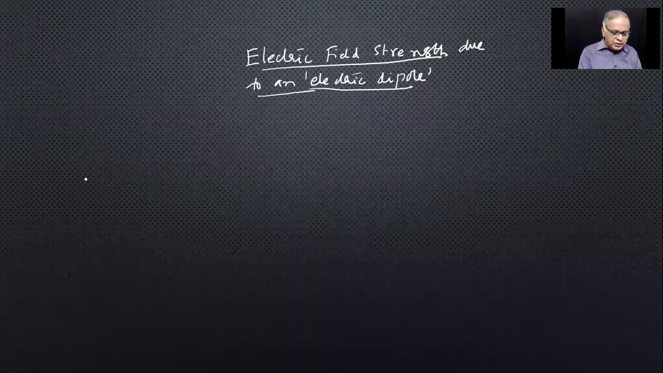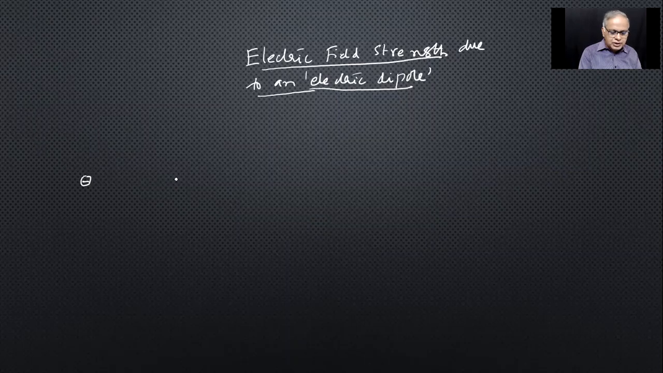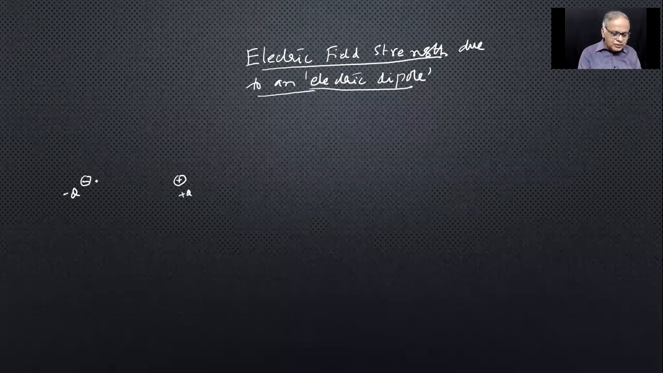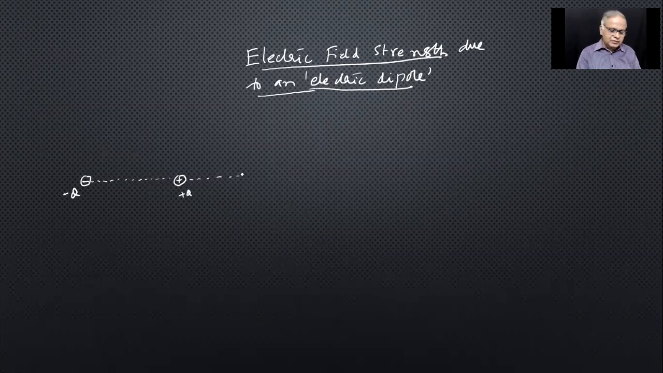Once you have a dipole like this, a minus charge and a plus charge, this is minus q, this is plus q. There are various points around it. So first we'll try to find out the electric field strength on the axis.